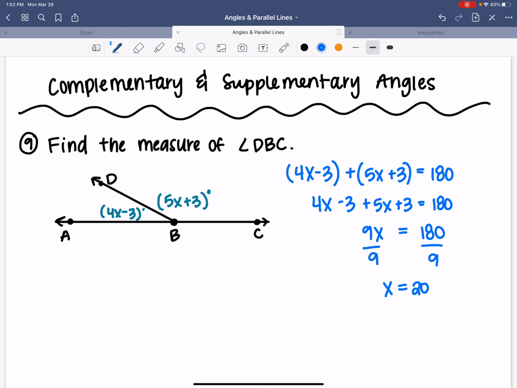All right, well if x is 20, then we need to know the measure of angle L, or not, sorry, angle DBC. I was thinking about that last problem. So DBC is 5x plus 3, and we're going to plug in 20 for x. So that would be 5 times 20 is 100, plus 3. Angle DBC is 103 degrees.